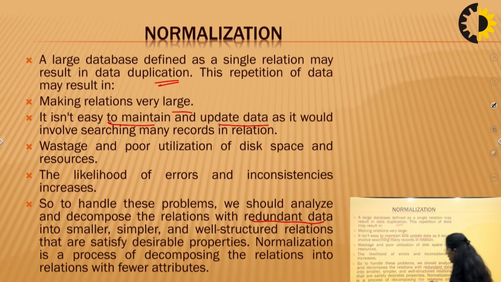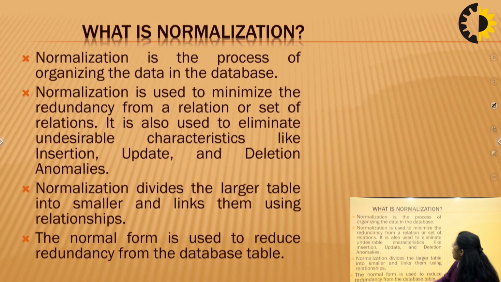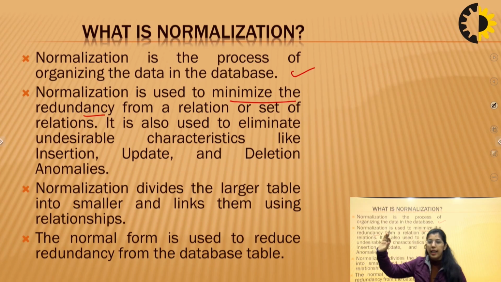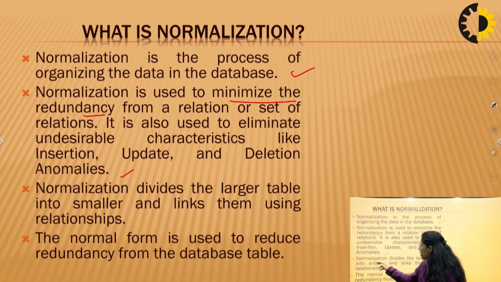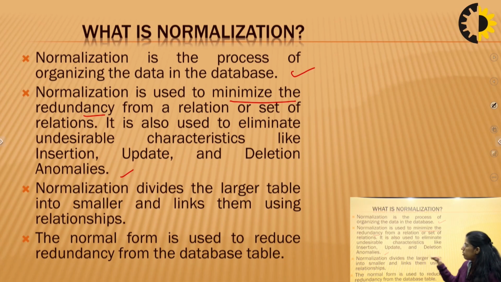Normalization is a process of decomposing the relations into relations with fewer attributes. It is a process of organizing the data in the database, first of all. Second, it is used to minimize or eliminate the redundancy from a relationship. It is also used, obviously, to eliminate undesirable characteristics like insertion, updation, and deletion anomalies. Normalization divides the larger table into smaller tables and links them using relationships. The normal form is used to reduce this redundancy from the table.